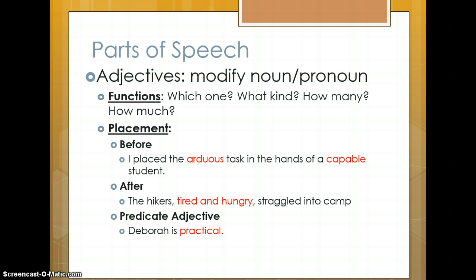They can come before the noun, such as an arduous task or a capable student. They can come afterwards, after the noun, so hikers, modified by tired and hungry. Or it could be a predicate adjective, which means it comes after a linking verb. So Deborah is practical. Is is the linking verb. The practical is in the predicate. It's still an adjective, no matter where it falls.